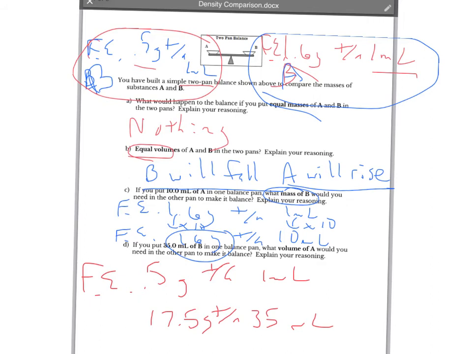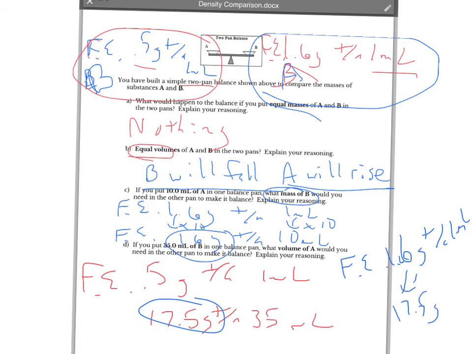So now I've got to go back. I've got an extra step on this one. I have for every 1.6 grams, there's 1 milliliter. But we don't want 1.6 grams. We want 17.5 grams. So this is a little bit more than 10, so let's call it 11. So we need about 11 milliliters. You can check that on your calculator and get a better idea of what the actual value is.